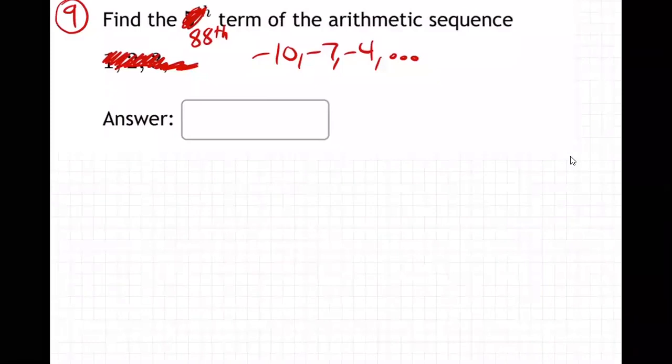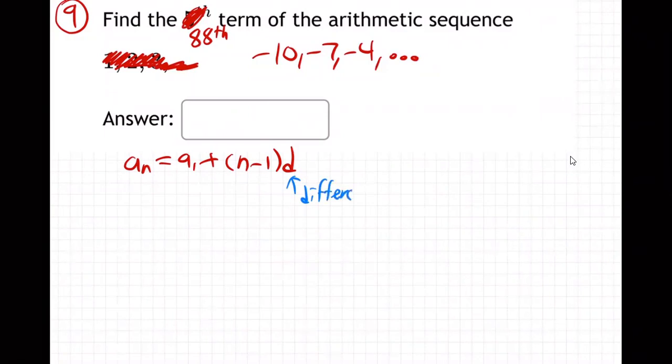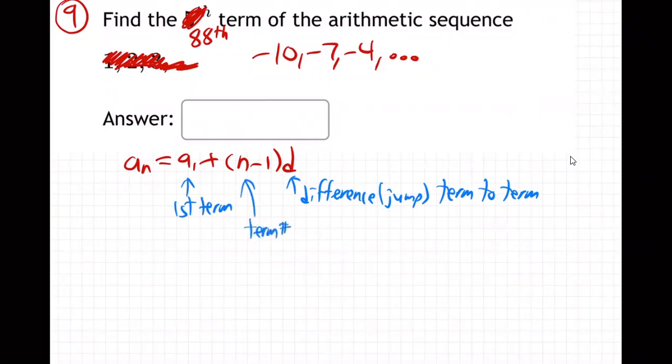So An is A1 plus n minus 1 D. There's the formula. So again, here's the players in the game. The D is the difference or jump from term to term. And A1 is the first term. Okay, and n is the term number.